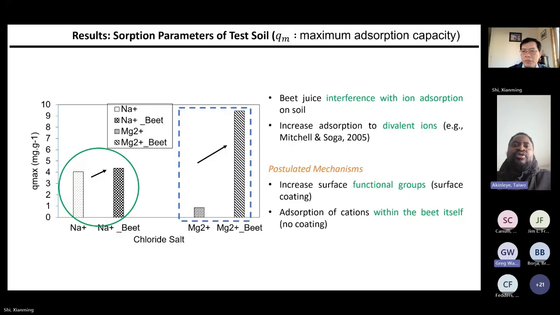That translates to a reduction in time for these cations to travel through the soil columns. That means there's reduced interaction between these cations and the soil, and so you have a reduced transport time to get to groundwater. That raises a lot of concern when you add beet juice to sodium chloride or magnesium chloride in the field, such as on the kind of soil that we experimented with. That is one of the key takeaways from this result that I would like to point out.